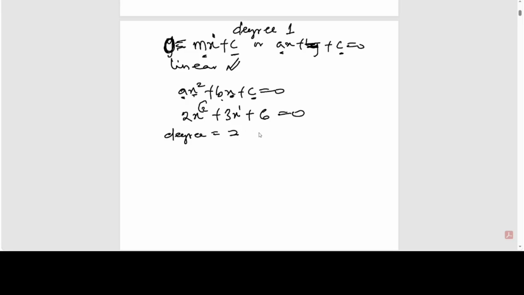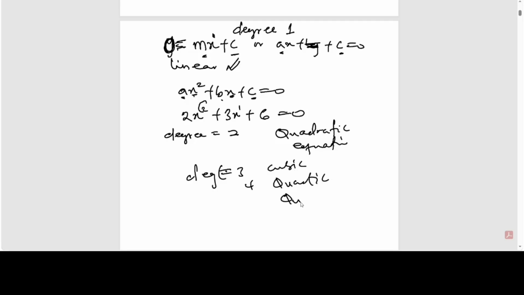And for any equation in a certain variable whose degree is 2, or whose highest exponent is 2, we call that equation a quadratic equation. So a quadratic equation is just an equation with a degree of 2. If the degree is 3, then we call it cubic. If it is 4, we call it quartic. If it is 5, we call it quintic, and so on and so forth.